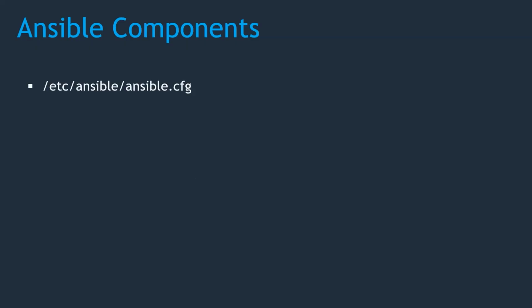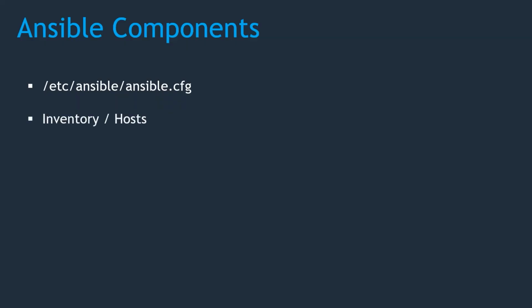So the first file is the /etc/ansible/ansible.cfg file. This is the file which helps to manage our Ansible playbooks or Ansible commands. We are going to discuss this file in today's or the next class, and it will have some of the default configuration which tells Ansible what it has to do.